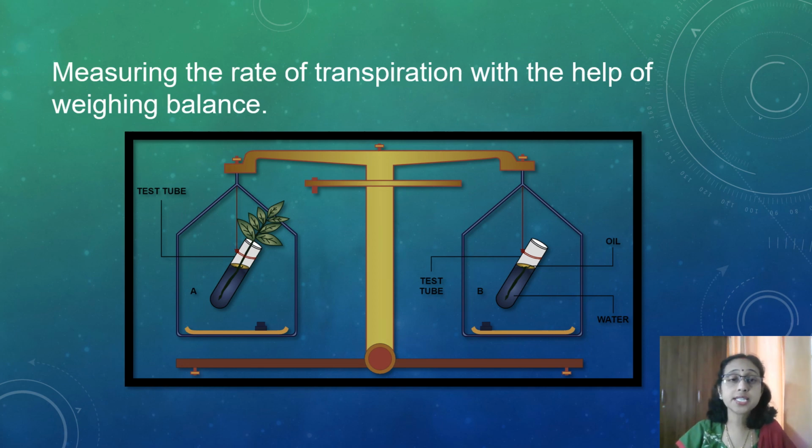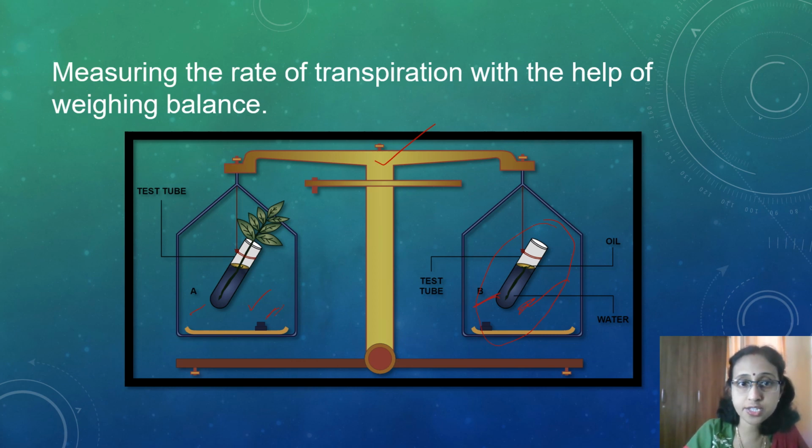Now here we are discussing the rate of transpiration with the help of a weighing balance. What are the materials required? We have taken a weighing balance and two test tubes. In one test tube, the experimental one, we have put one twig, or an external part of a plant. In the other we have not kept anything, so it is the control, with which we are going to compare the experiment. A and B are the two setups here.